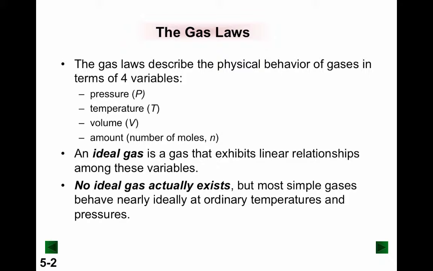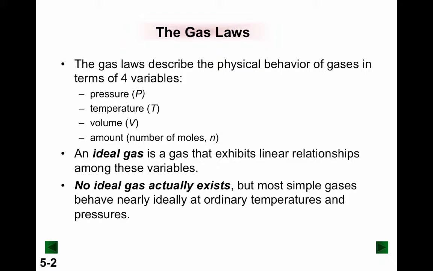Pressure, temperature, which will always be expressed in Kelvin, volume, and quantity or moles. These variables are independent of one another. What this means is that we can determine any one of the variables if the other three variables are known.